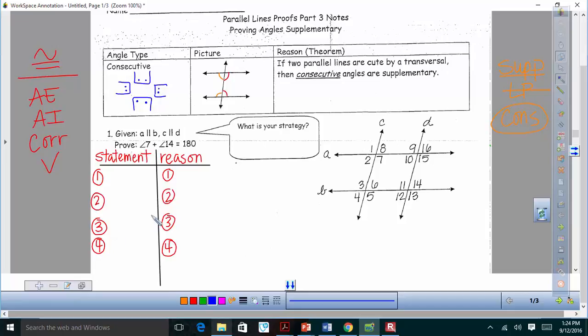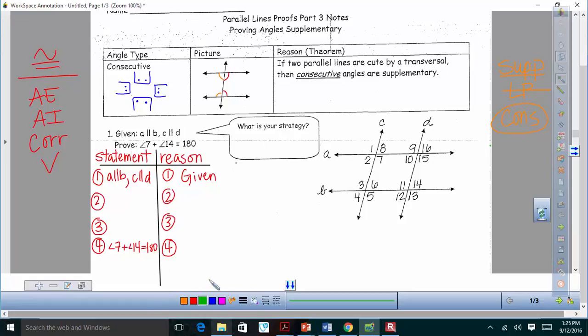Okay. Now, what is the very first thing that we always write in our proof? The given. So we're going to write A is parallel to B and C is parallel to D. And how do we know that? Because it's given. Okay. Now, can I go ahead and fill in step 4? Yes. So I put my prove there. So angle 7 plus angle 14 equals 180.